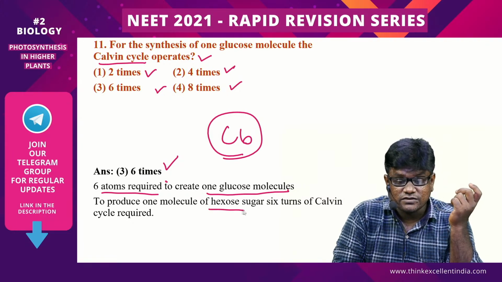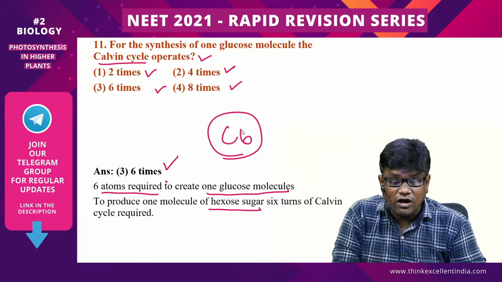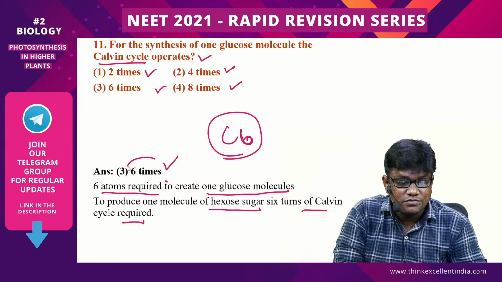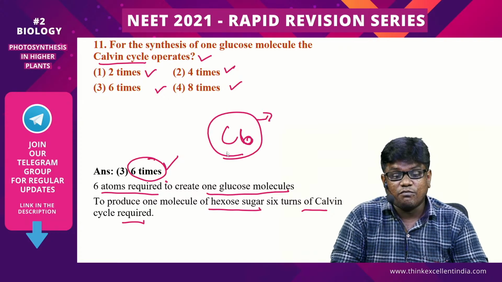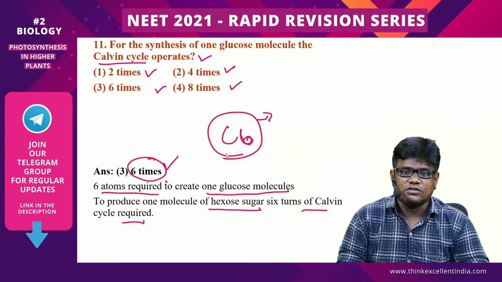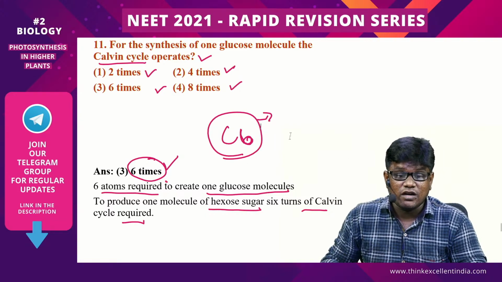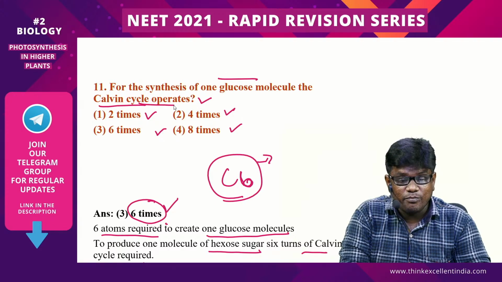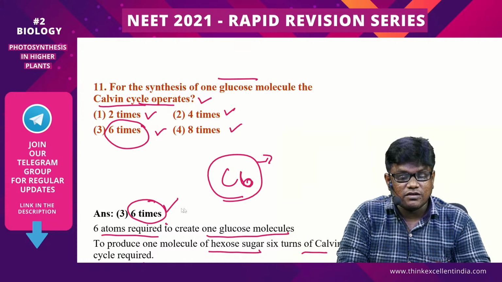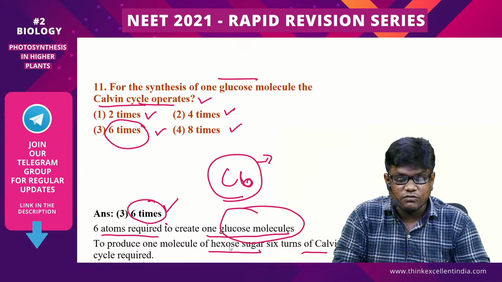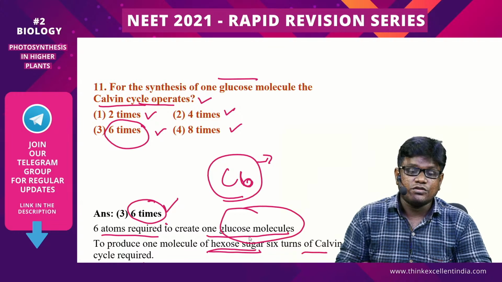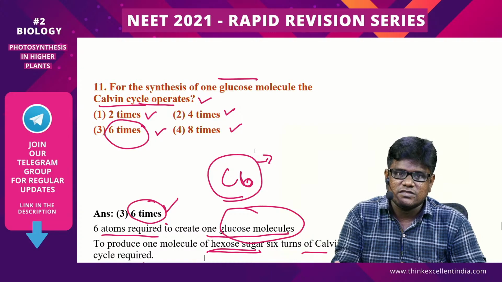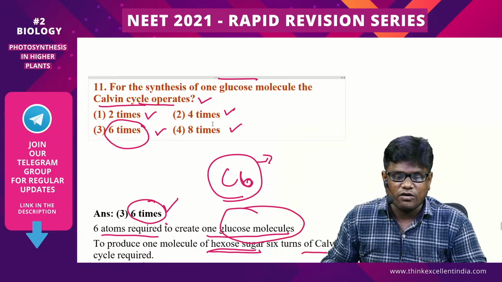So create what? Hexose sugar molecules. The 6 carbons are required. The Calvin cycle has to run 6 times to create a glucose molecule. That is a very simple process you have to remember. So for the synthesis of 1 glucose molecule, the Calvin cycle operates 6 times, to create glucose, which is actually hexose sugar. So sugar molecules are the ultimate product of the photosynthesis process taking place in the plant system. That's very important, you have to remember.